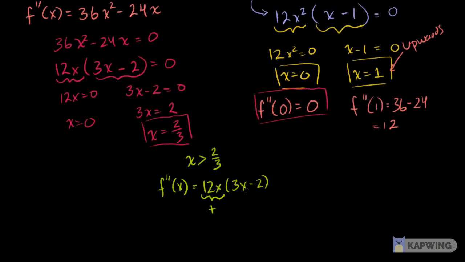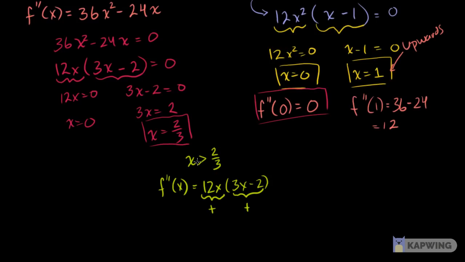But what about this term right here? 3 times 2/3 minus 2 is exactly 0, right? That's 2 minus 2. But anything larger than that, if I had 2.1/3, this is going to be a positive quantity. Any value of x greater than 2/3 will make this thing right here positive, so this thing is also going to be positive.